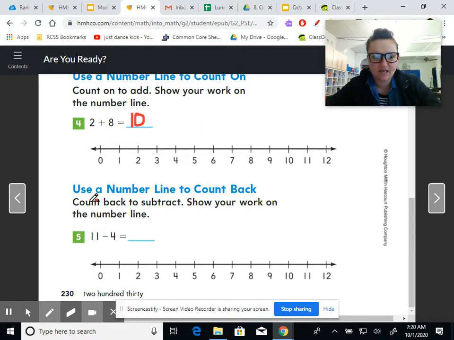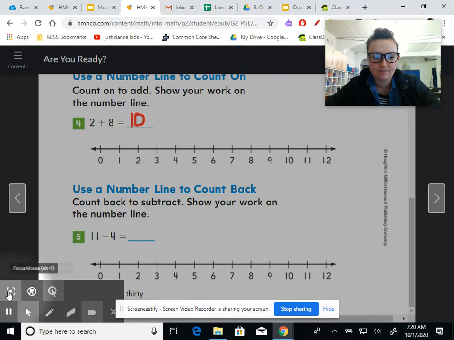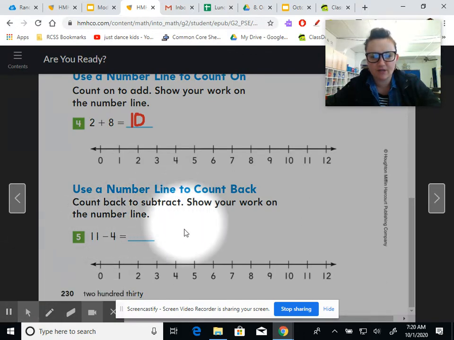Now it says 11 minus 4. Now it says count back to subtract. I'm going to show you 2 ways to do this. Okay, this is what I did in 3rd grade when I taught. So 11 minus 4. So instead of starting at 11 and going back 4, we can do that. Let's try that. So 1, 2, 3, 4. Okay, our answer is 7.